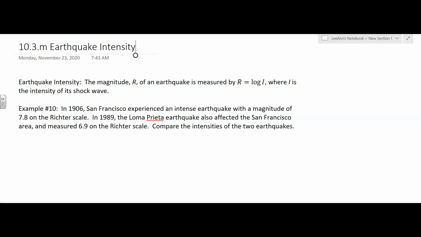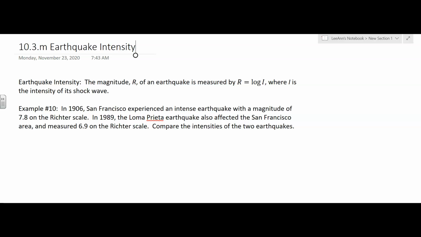Right, so this problem has to do with earthquake intensity. So again, we have a practical application for logarithms. So the Richter scale, which they don't mention, but that's what they're talking about, is a logarithmic scale.